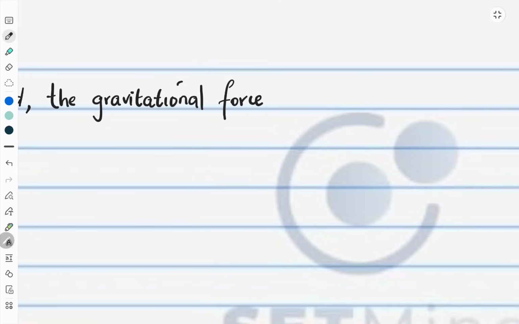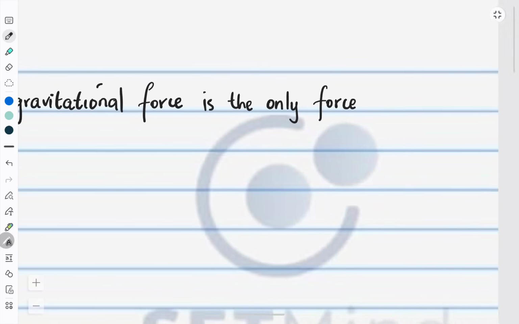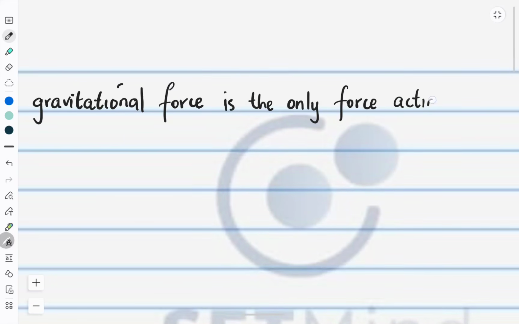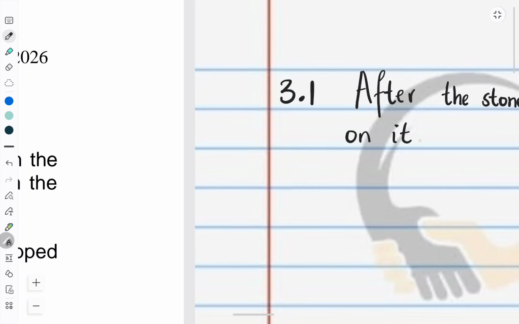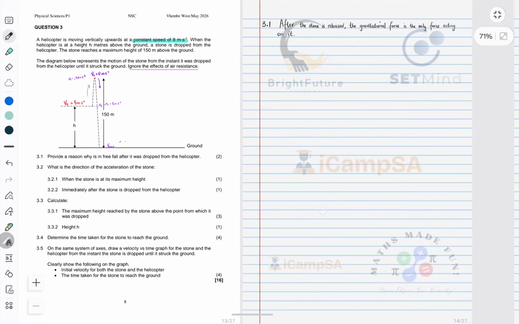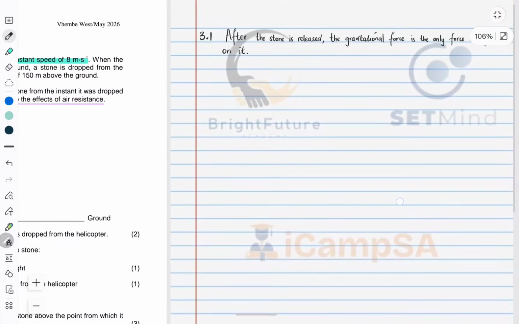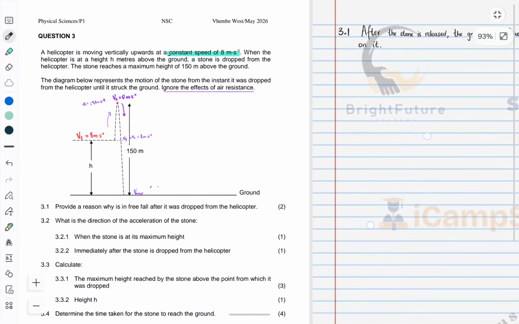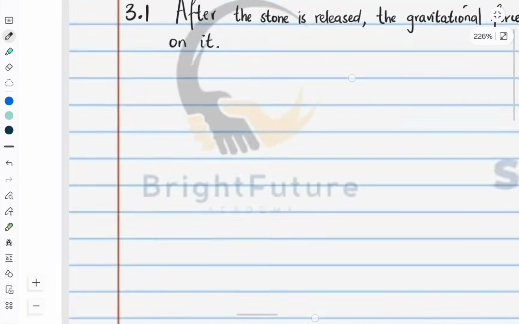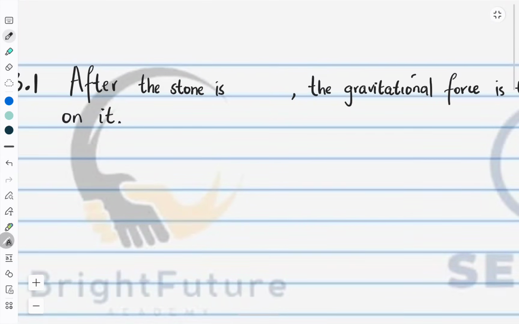You can put it in another way, but it has to be along these lines, okay? The only force acting on it. That's it. That's your 2 marks there. So after the stone is released, the gravitational force is the only force acting on it. That's why it's in free fall. After it was dropped from, let me use the same keyword they use, which is dropped, just to avoid issues.